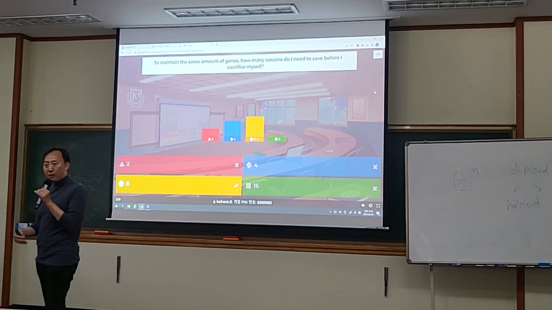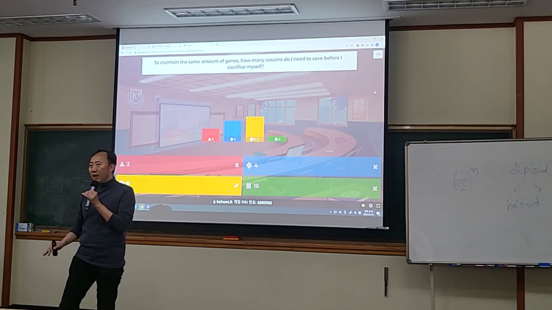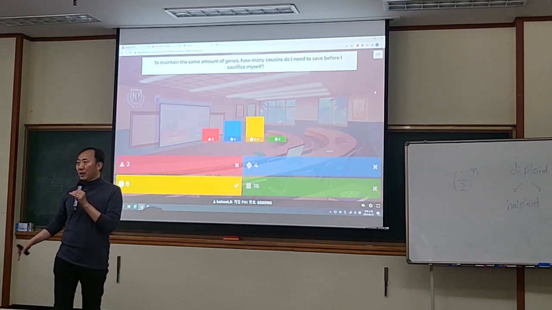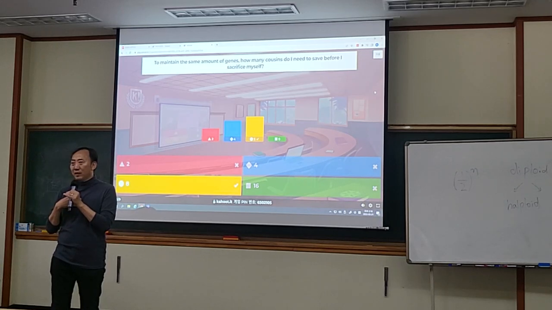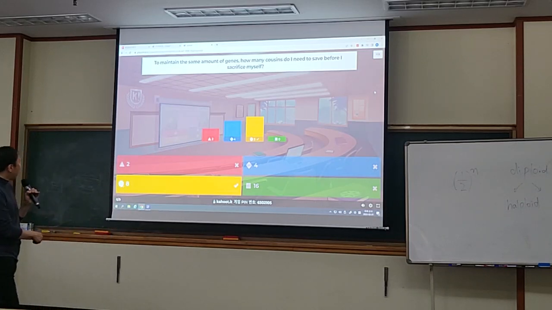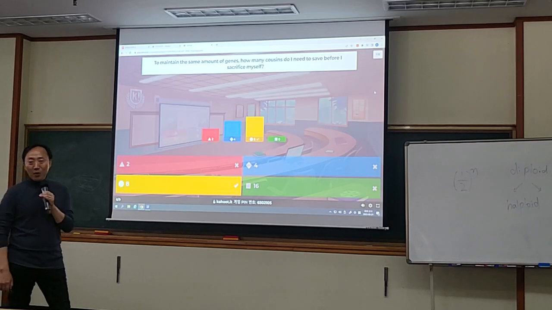In similar situations, I have a daughter and sons. If I can save three of them, then it's 1.5 times my genes. Then I can maybe happily die by saving them. Cousins have 1/8 identity with me. If I can save eight of them, maybe that's equivalent, whether I die or eight of them die.